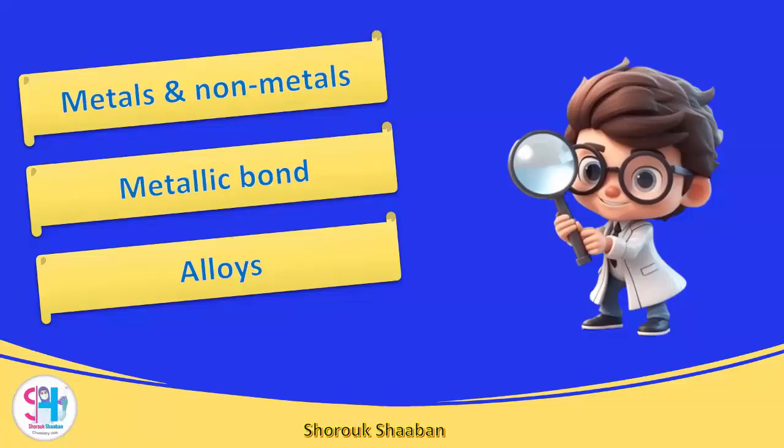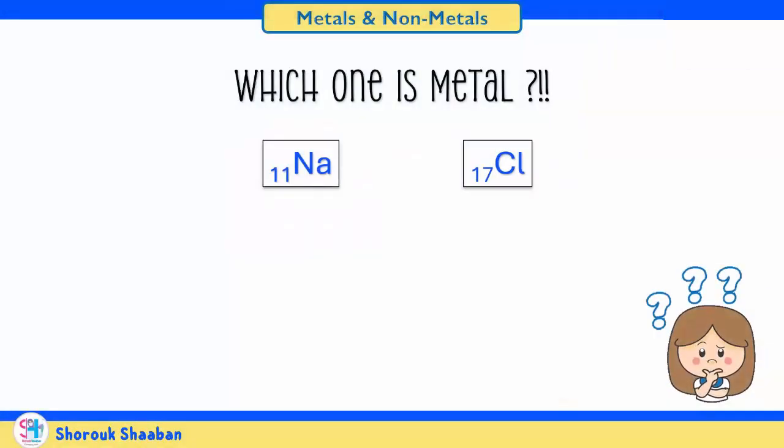Difference between metals and nonmetals. Let me start with a question. If I give you different elements and I ask you which one of them is metal, how will you identify the type of the element? I don't have to memorize what are the metals and what are the non-metals because simply, if you remember, we can know the type of element from its electronic configuration.